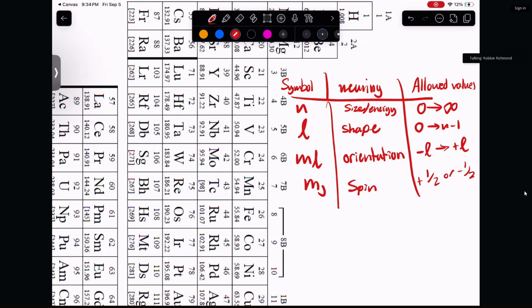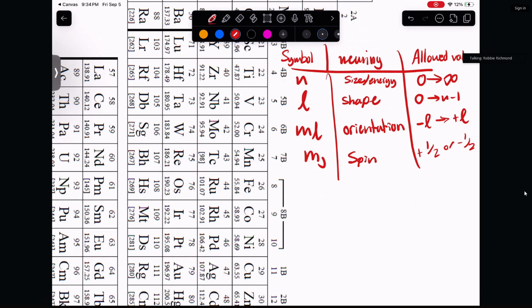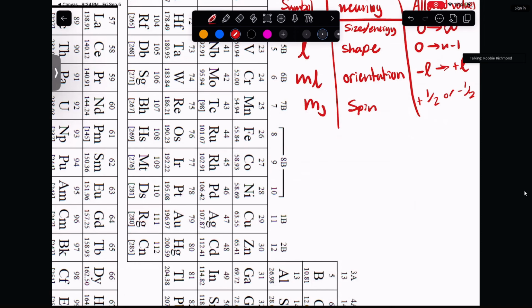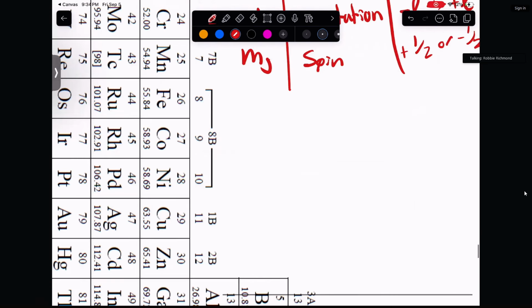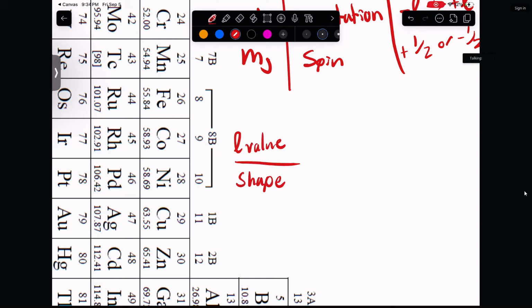Cool. Now another big thing that we miss with quantum numbers is what l is and what that determines, or what specific l value determines what shape of orbital we have. So I also have a little chart here: l value and shape. 0, 1, and 2. Those are the only l values that you're required to know. I'm going to do symbol, then shape.